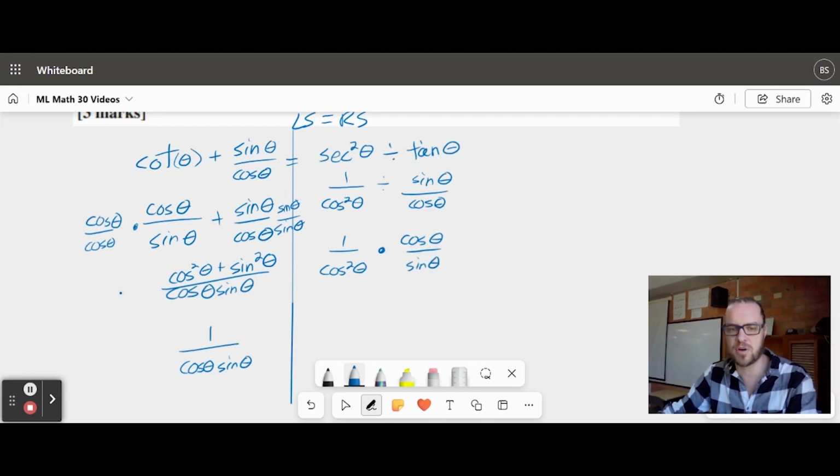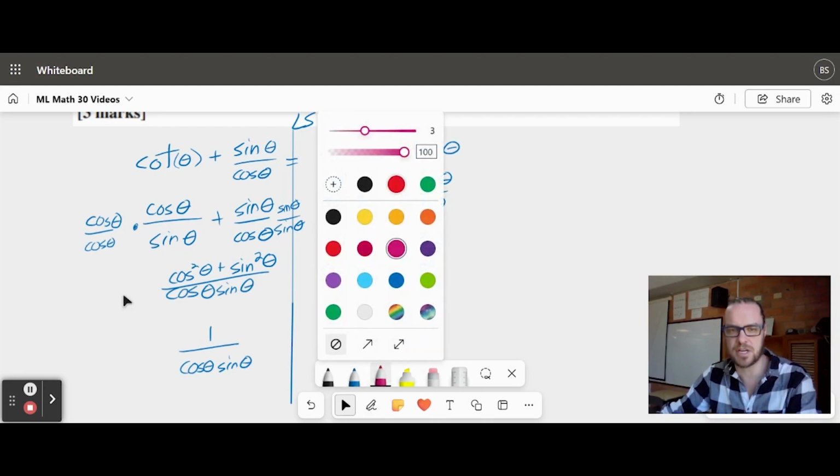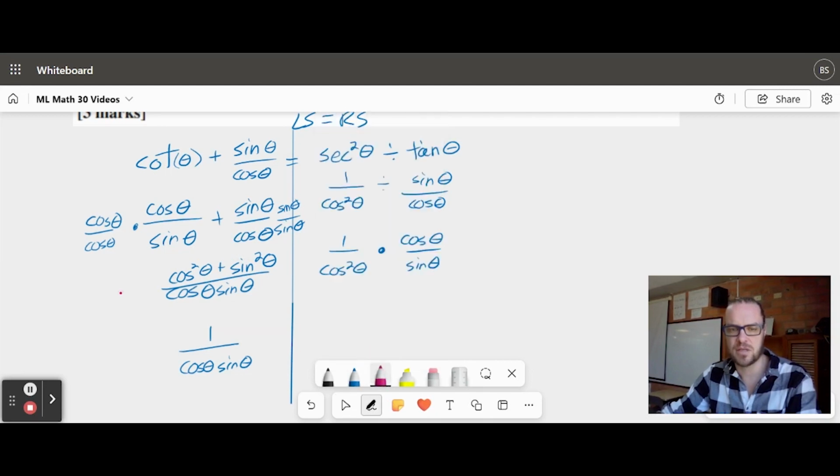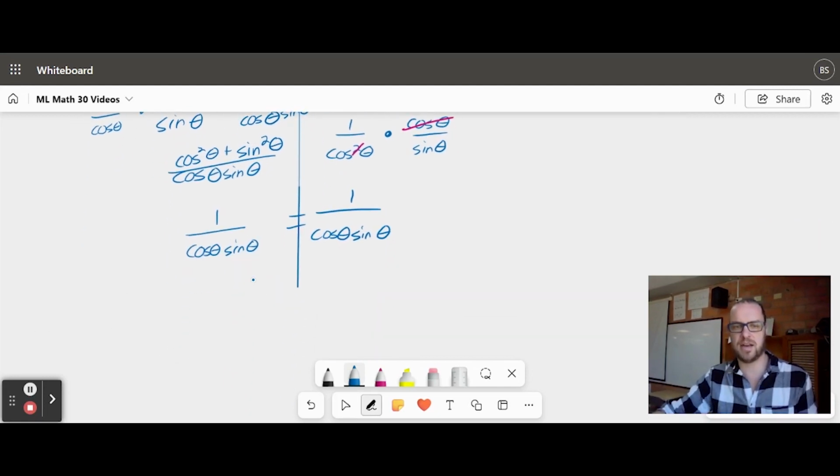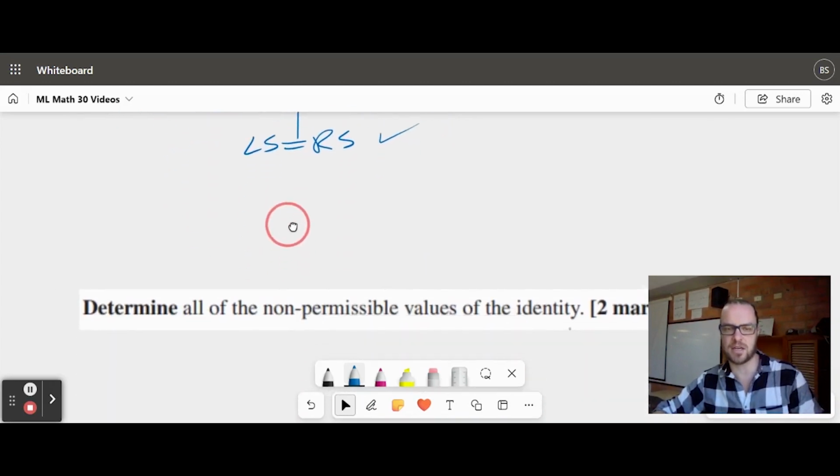At that point, we can, of course, see that we've got a little bit of cancellation. So let's change our color to show it. So the squared would cancel out with one of those cosines. And so then we would be left with 1 over the cosine of theta times the sine of theta. At that point, we can see that these two things are equal, and so there's nothing else we need to do. The only thing that you may want to do is just reiterate it and say that the left side is equal to the right side. I even like to put a check mark, but you're just denoting, hey, these two things are indeed equal.